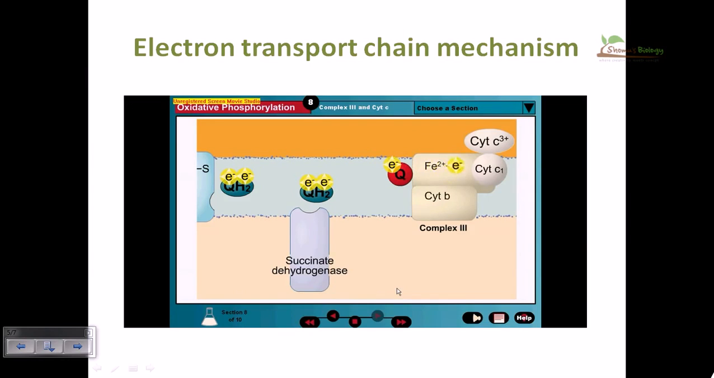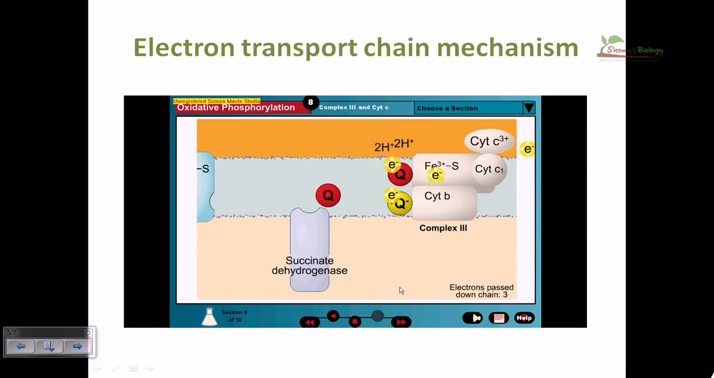The second electron follows a different route, passing through cytochrome B and then back to a quinone to produce a semiquinone. Another ubiquinol donates its 2 electrons to complex 3. 1 electron passes through the iron-sulfur protein and cytochrome C1 to cytochrome C, and the other electron passes through cytochrome B to the waiting semiquinone. The net result is that 2 electrons are passed to cytochrome C and 4 protons are pumped into the intermembrane space to contribute to the proton gradient.